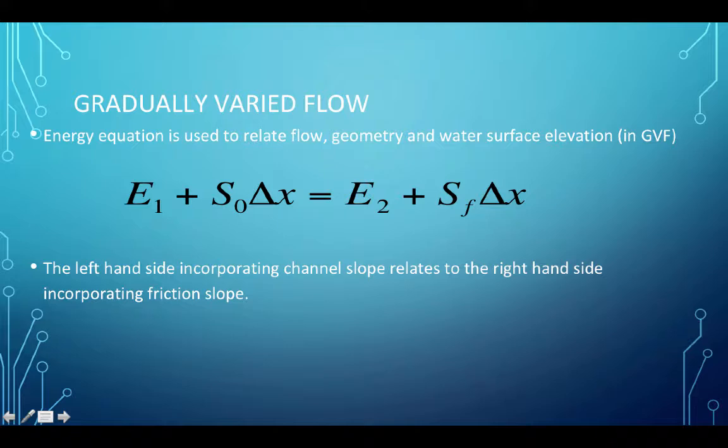That energy equation is worth repeating, and it's used to relate flow, geometry, and water surface elevation in gradually varied flow. The left-hand side, which incorporates bottom slope, relates to the right-hand side, which incorporates friction slope. So one can argue that these two terms are balancing gravity's ability to pull water downhill and friction's ability to resist flow. And then those differences are respected by the energy balances E1 and E2.